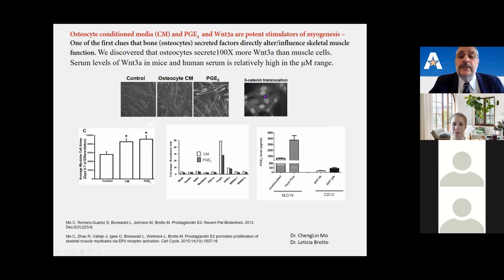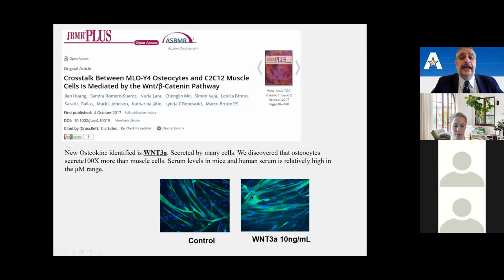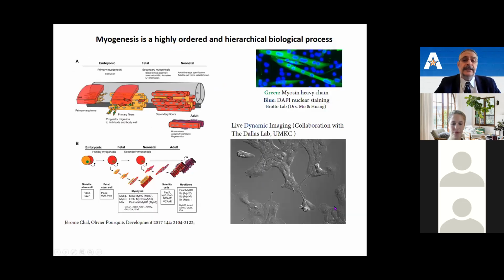Okay. So that beta-catenin translocates to the nuclei, and you see how large the myotubes became. And with WNT3A, look at the effect of WNT3A: very large myotubes were obtained. And I'm going to show this here because we've been very interested in myogenesis. Usually we measure myogenesis and we get this very important index, which is called the fusion index.